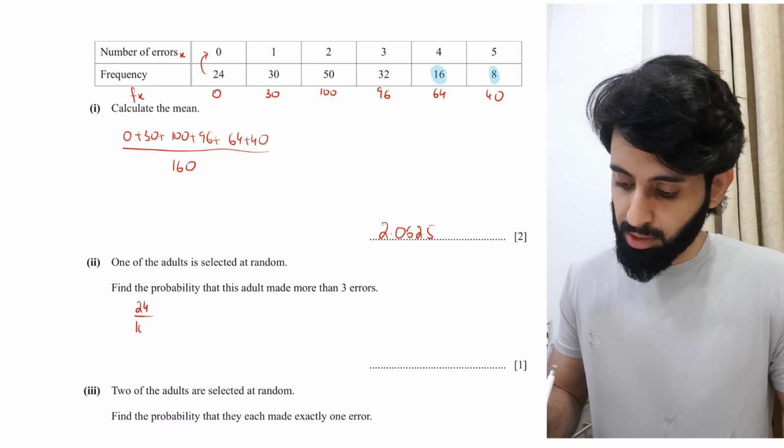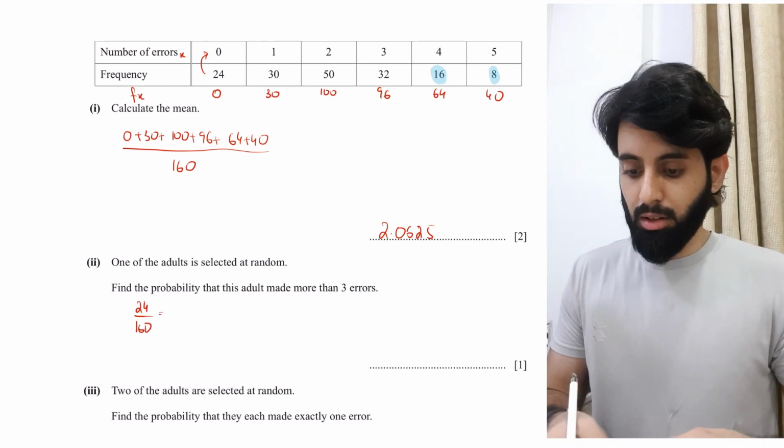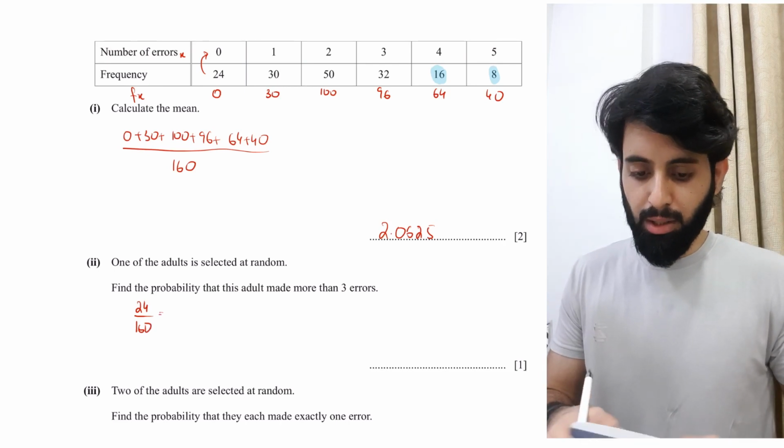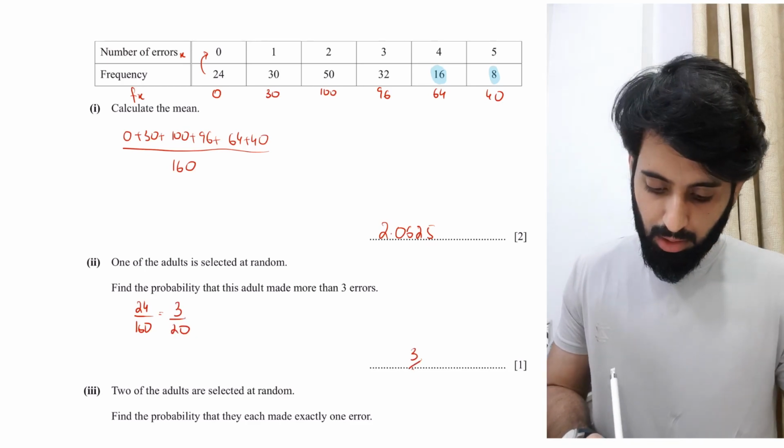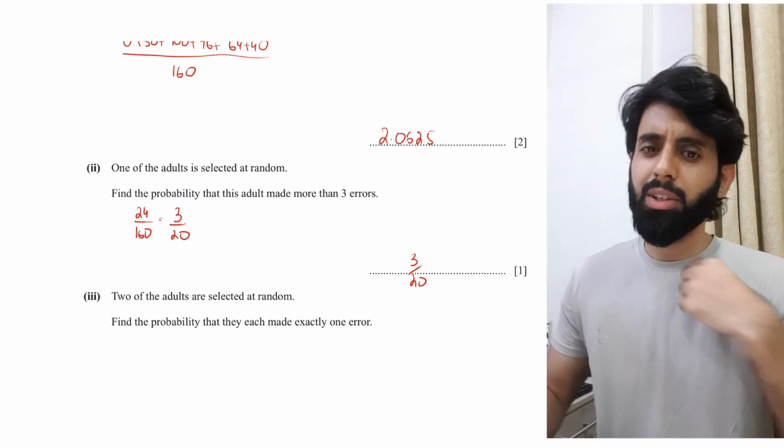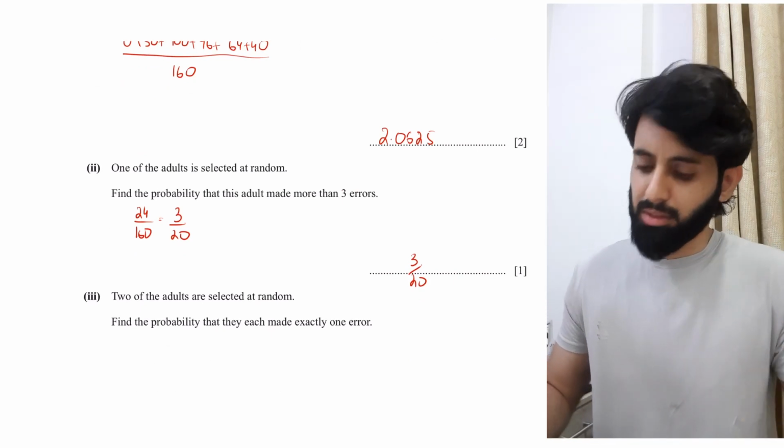Divide by the total, which is 160. Punch it in your calculator, or if you're smart to do it mentally, go ahead. So your answer either way turns out to be 3 upon 20, which is the correct answer. Although if you didn't simplify it and gave it without simplifying it, you'd still get away with it.